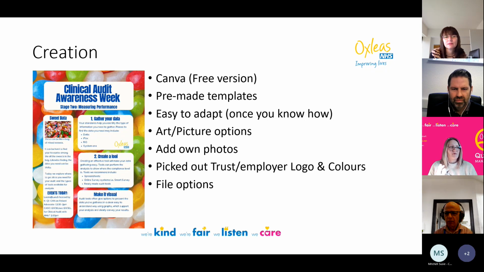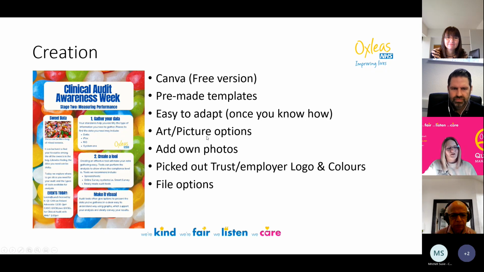So what I found on Canva, there were pre-made templates. This particular layout was one I liked the look of. It was really easy to adapt. It can be a bit fiddly at first, but once I figured out how to make the adjustments and do the minor tweaks, it wasn't too bad to use.